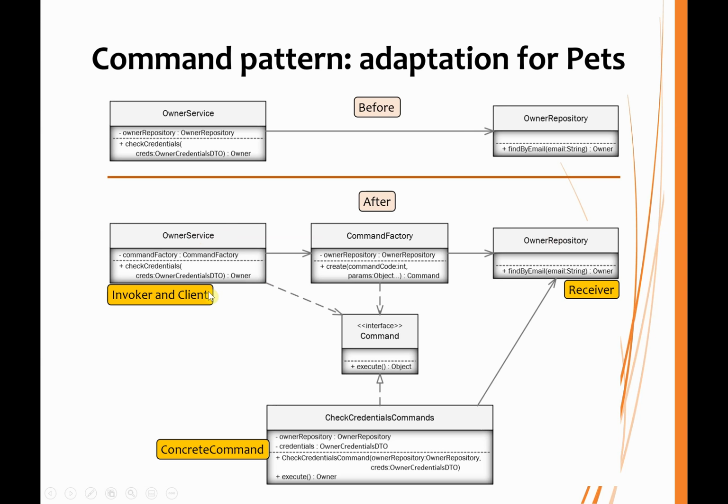Now, in the adaptation of the command pattern that I'm using for the pets case study, I'm making the owner service both invoker and client. And so what it will do is use this factory method to create an object of this concrete command class, which is then passed back to the owner service, and the owner service calls the execute method. When it does that, the execute method will go off to the owner repository, call find by email, return the result, and then that is returned to the client.